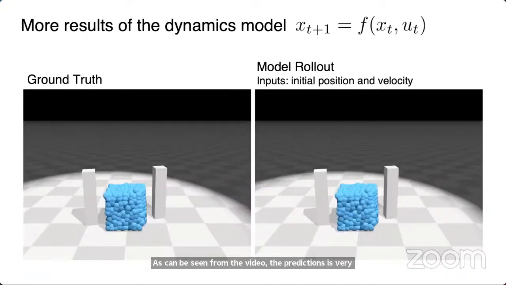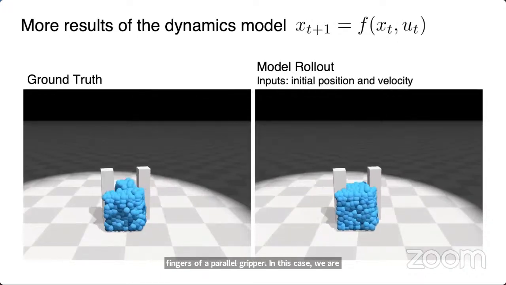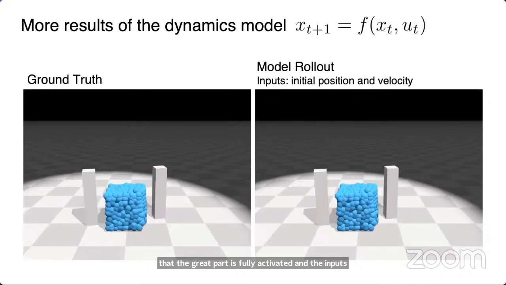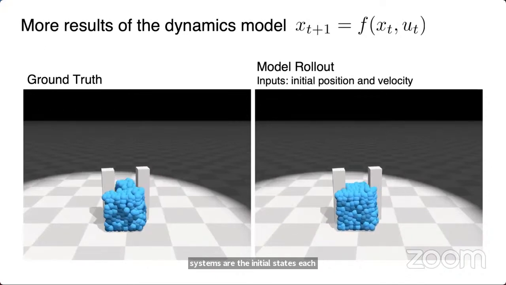Here is another example where we grip a deformable material using two cuboids, which mimic the two fingers of a parallel gripper. In this case, we assume that the gripper is fully actuated and the inputs to our system are the initial states of the particles, where the left is the subsequent movement and the right is our model's prediction.